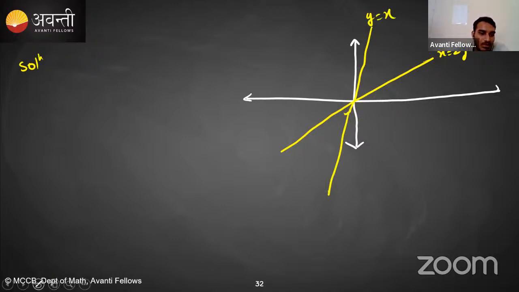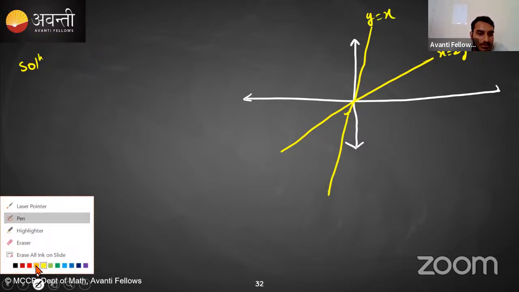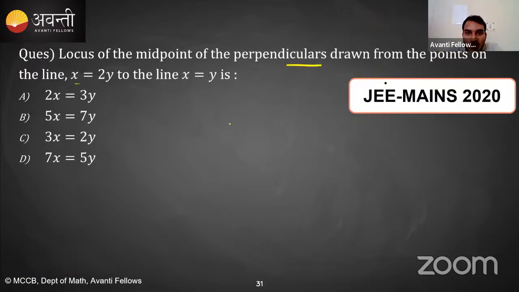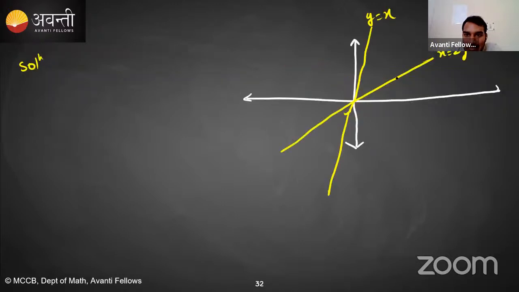Clear? So the question is saying to find the locus of the midpoint of the perpendicular drawn from the point on this line. Let's say any point, let's say point P is there, and I draw a perpendicular on this line.